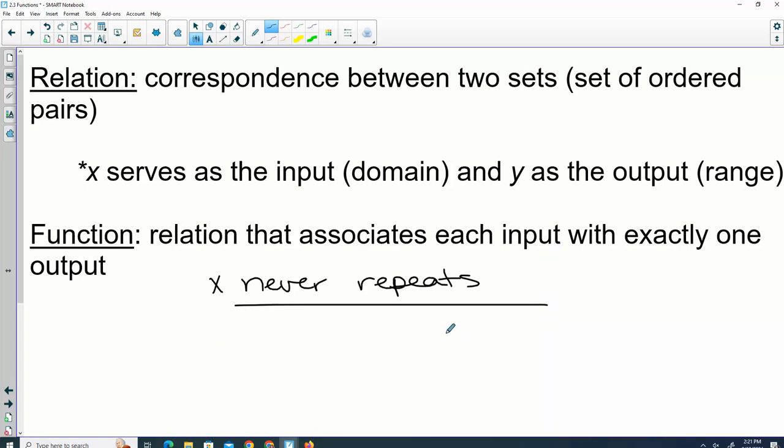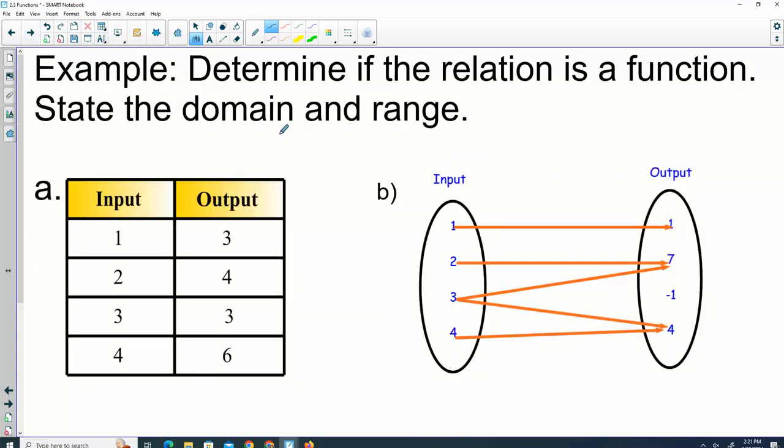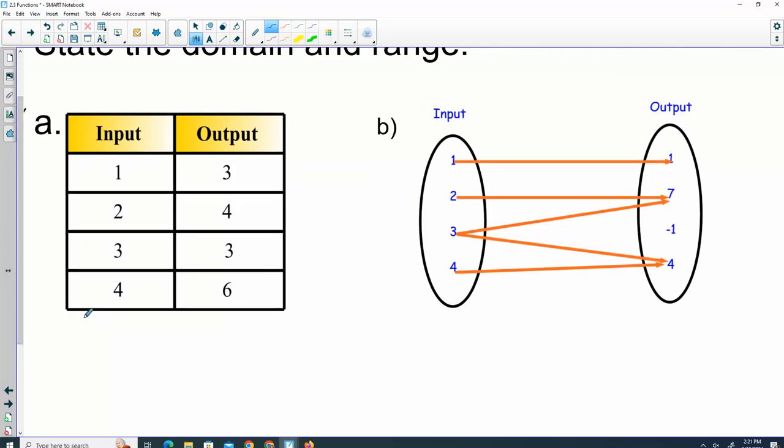Now functions can be represented a lot of different ways. We might see an equation, a graph, but we could just see a table of values, a list of points, a mapping. So I just wanted to look at a few different representations and decide if each of these is a function or not. So would the first one be a function? Yes. What's my domain? Domain is your x values, so that's your input here.